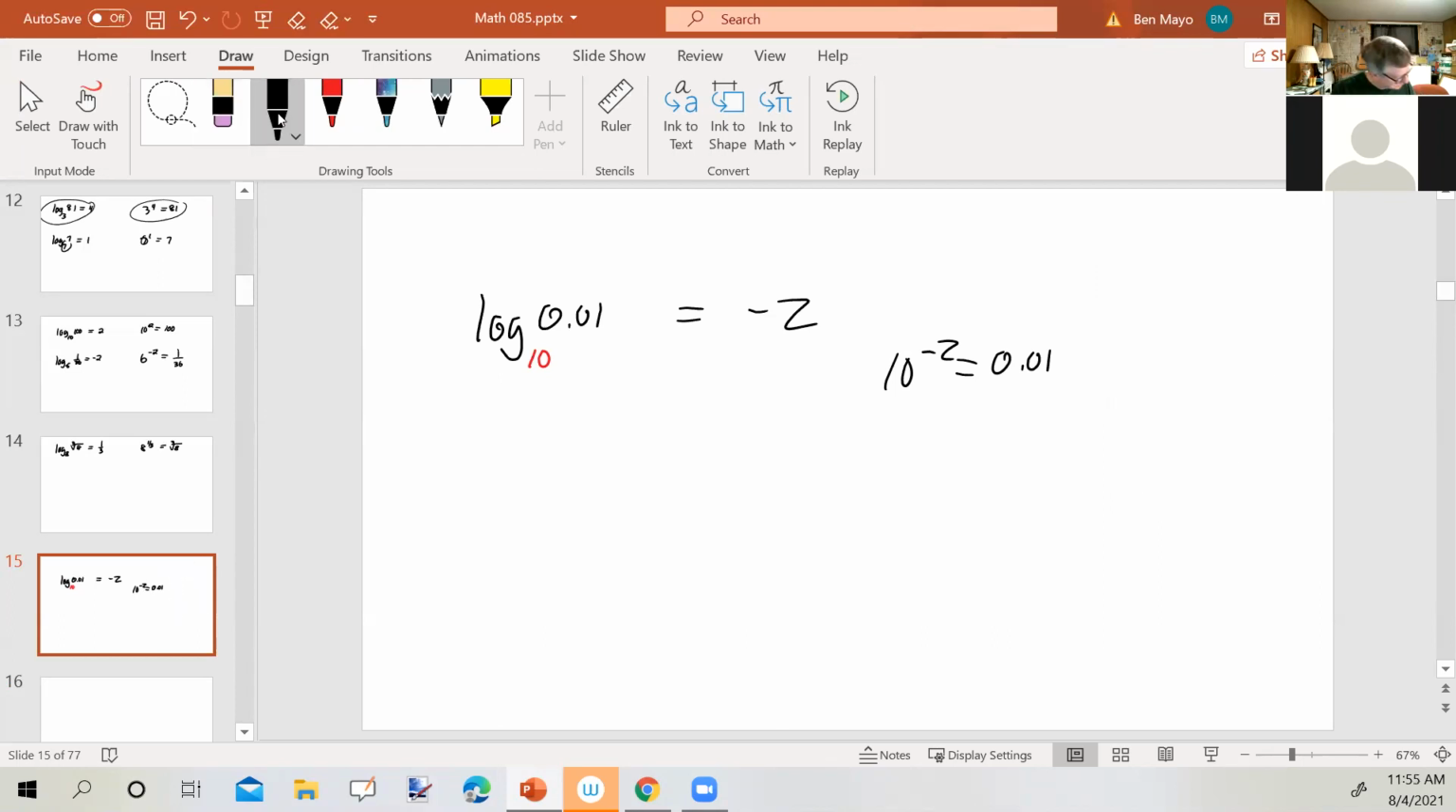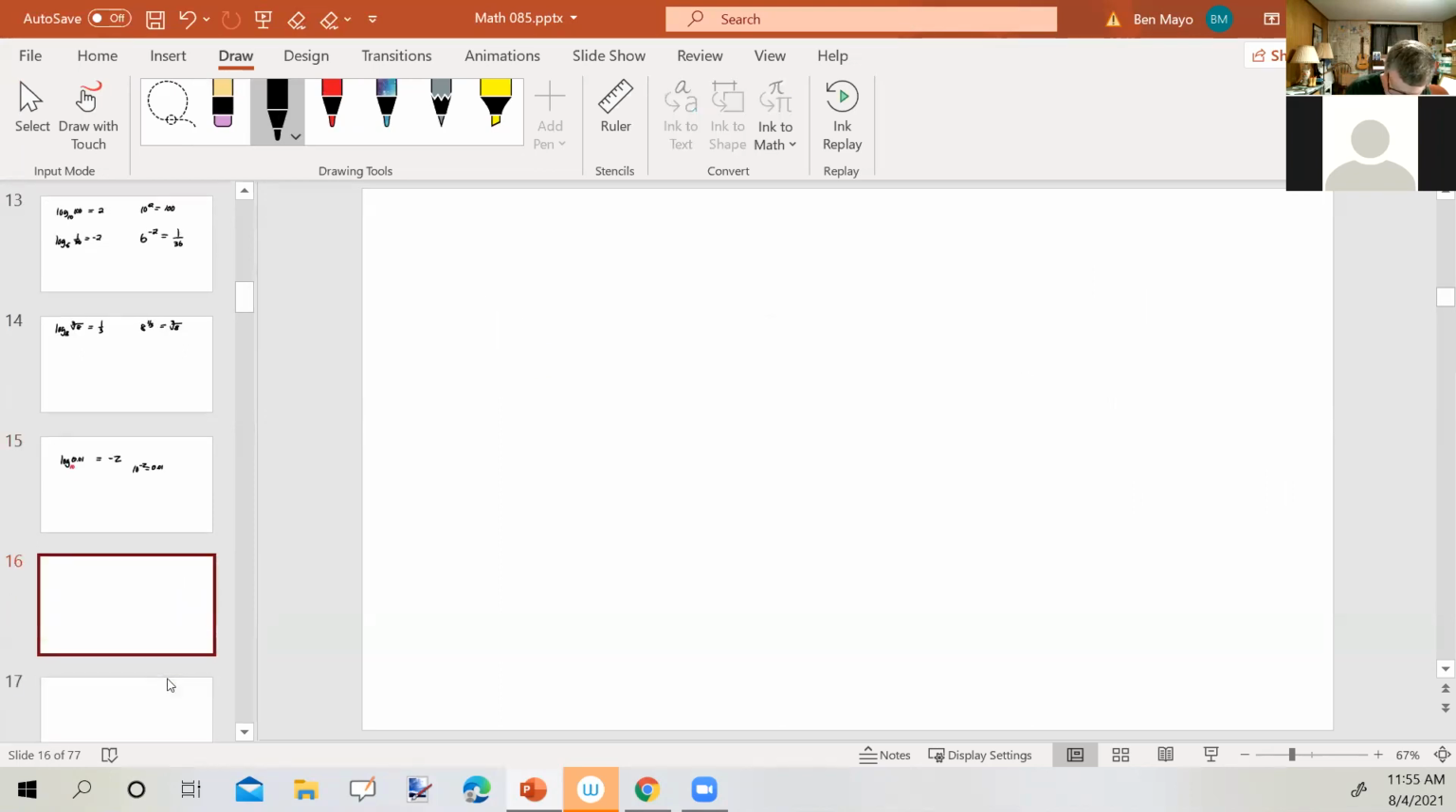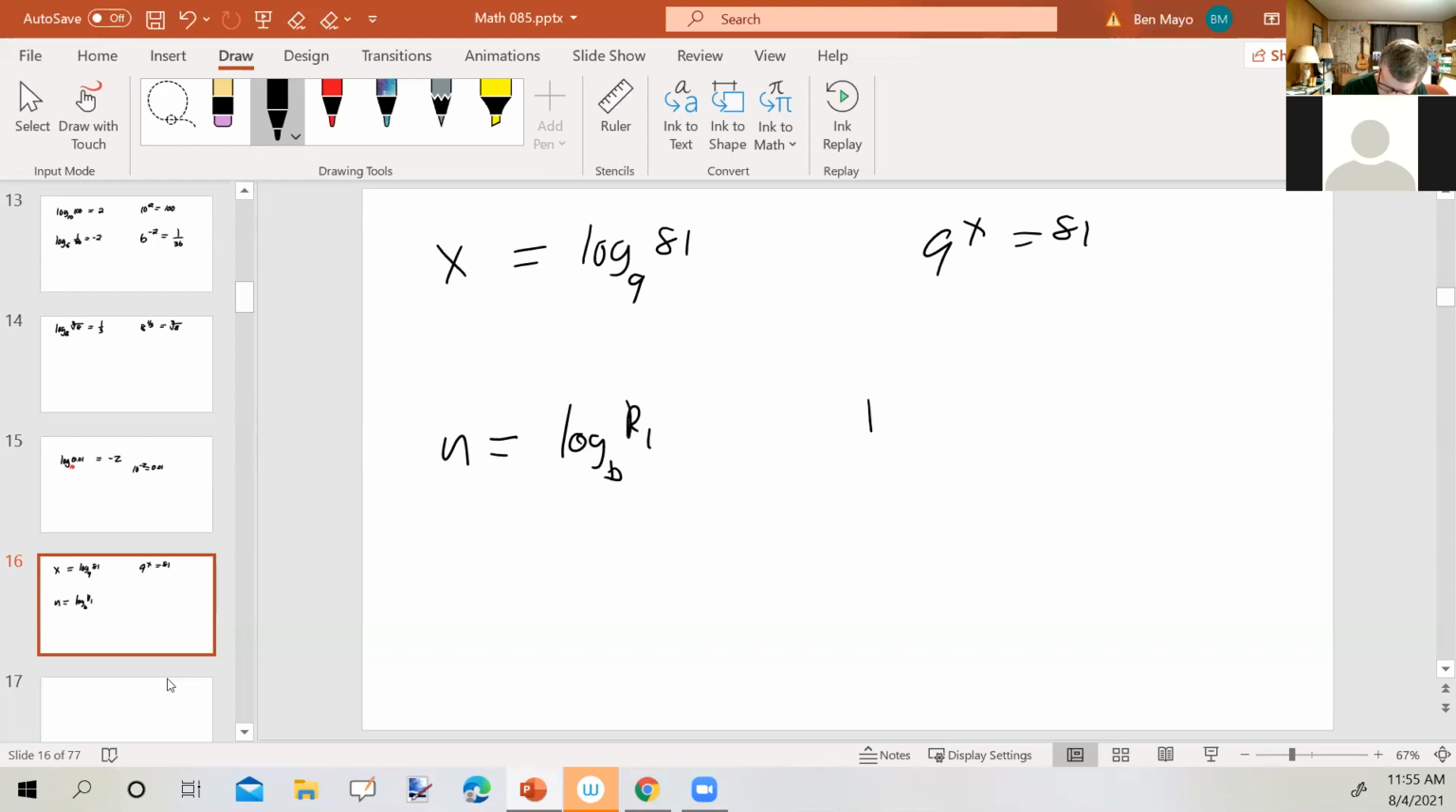All righty. Let's see here. How about this? X equals log base 9 of 81. So 9 to the x power equals 81. N equals log base b of r sub 1. B to the n equals r sub 1.